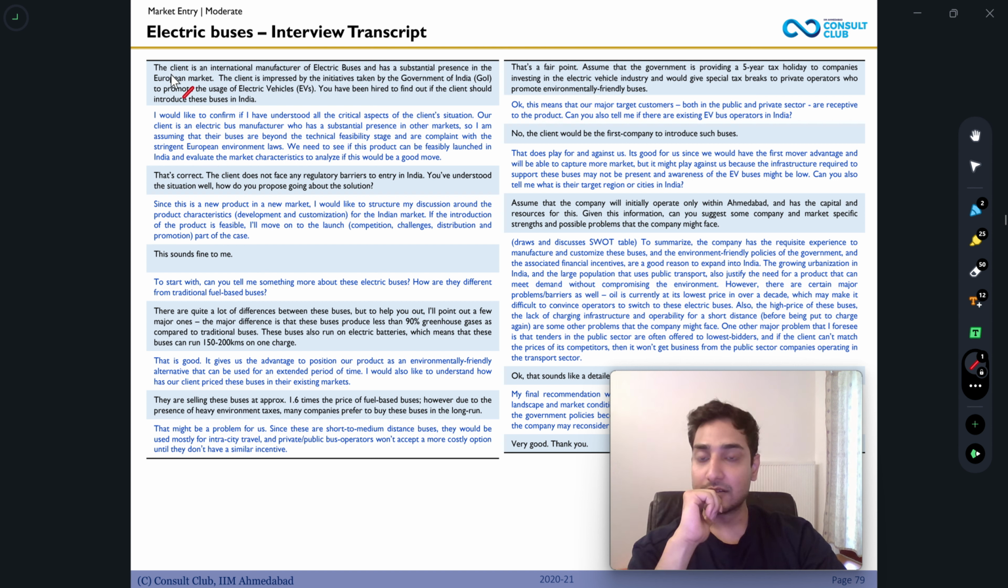Okay, so let's underline the important parts of the first statement, because it's important you don't miss out on any points, because you're going to use everything in analyzing the case. The client is an international manufacturer of electric buses and has a substantial presence in the European market. The client is impressed by initiatives taken by the Government of India to promote electric vehicles, and you have been hired to find out if the client should introduce these buses in India.